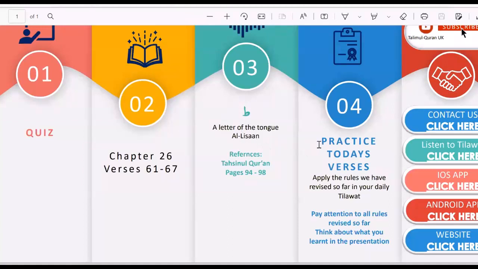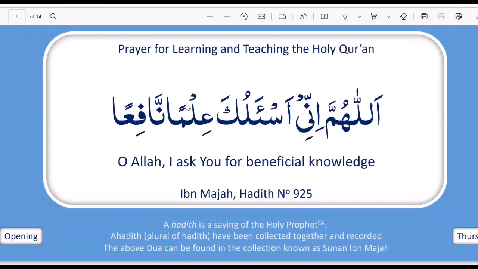And so just a homework for you. Please make sure that you revise today's lessons and all the verses that you have done today. So the verses 61 to 67 from chapter 26, please practice those verses and try to apply all the rules that you have learned so far and that you have revised during the class as well. Try and pay attention to all the rules. You can try and practice the new mispronounced letter Ta as well. This is your homework. We're going to end our class with the ending prayer.